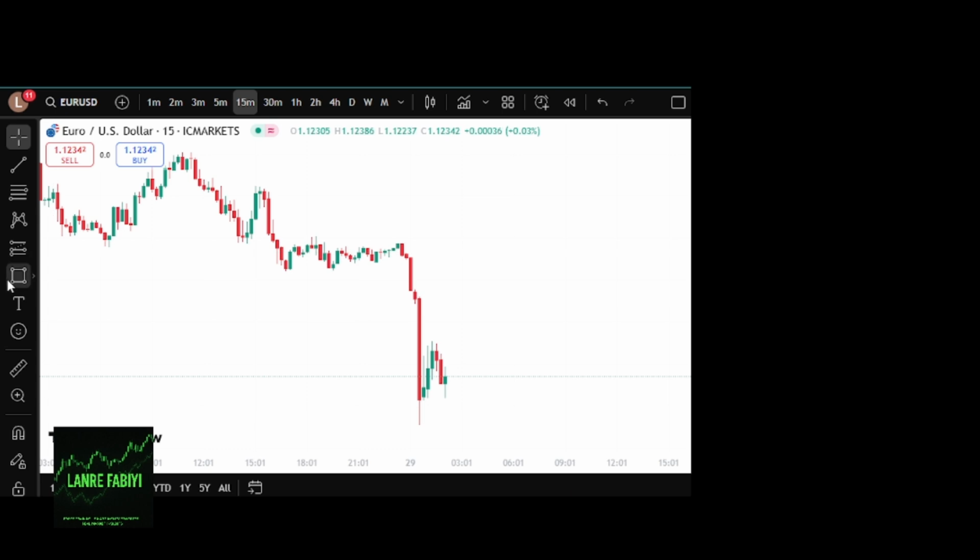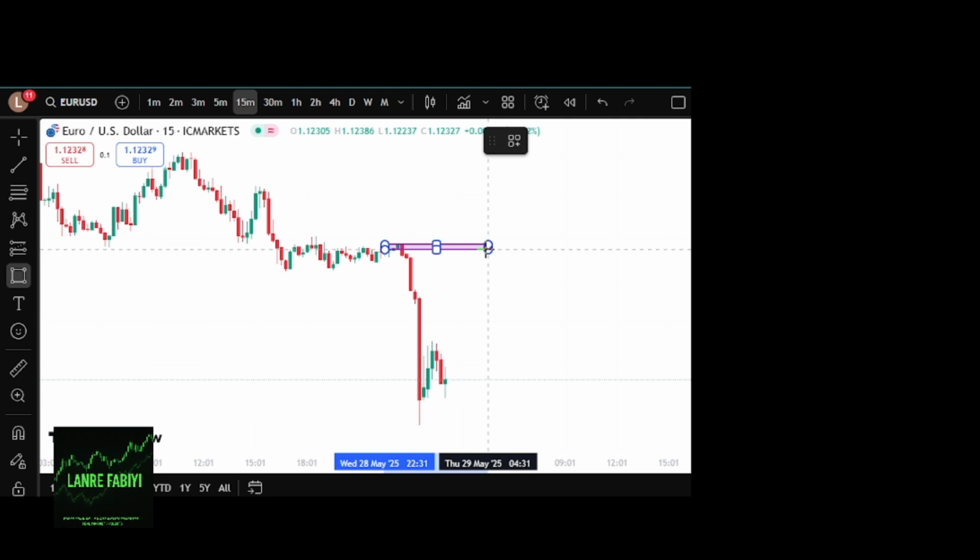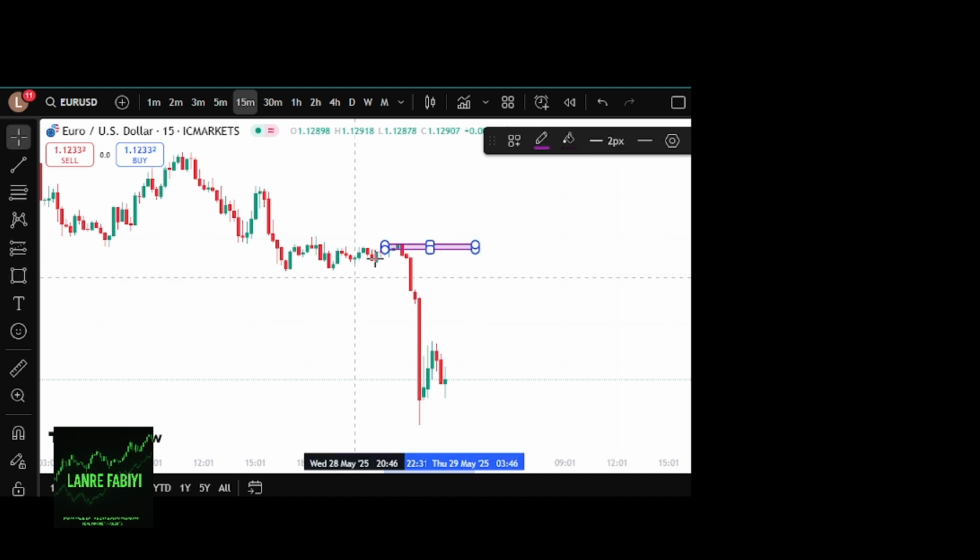So the order block here, let me mark it. The order block is this last candle. Most times it can be the opposite candle. It can be a green candle, or it can be a red candle. That is, it can be a bullish candle, it can be a bearish candle. We have a bullish candle at this point. This candle is the order block. This is the last bullish candle before the impulse movement in the market, and that is the order block.